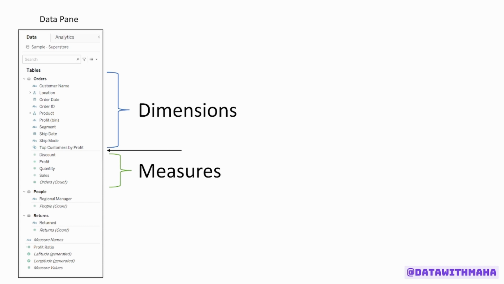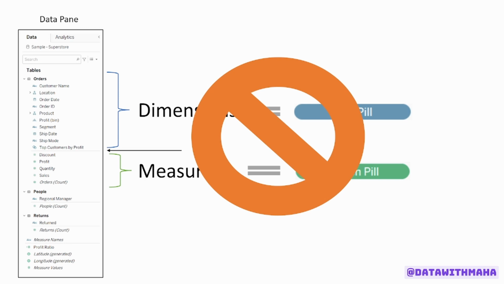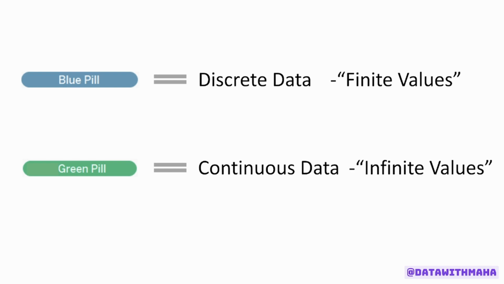So that makes you think, oh, so all the blues mean dimensions and all the greens mean measures. But that's actually not true. It's easier to think of it as the blue pills are discrete data, meaning they're finite values, and the green pills are continuous data, meaning they're infinite values. In Tableau, this can be translated as the blue pills will give you headers and the green pills will give you an axis. This concept is important to know so that we can create graphs in Tableau without guessing how they would look. I have an example here of what I mean.